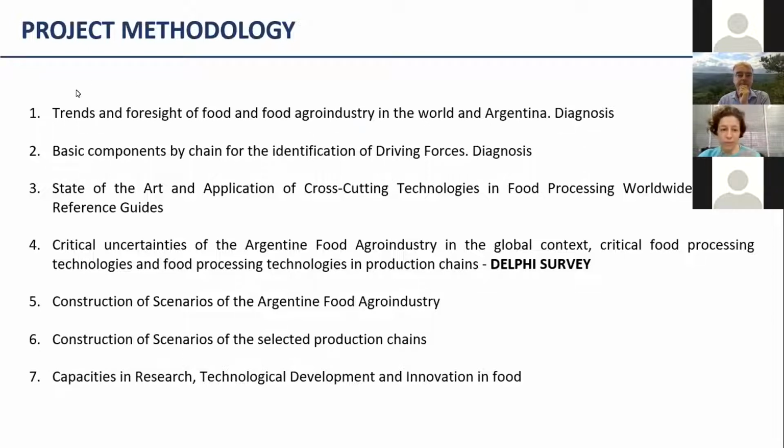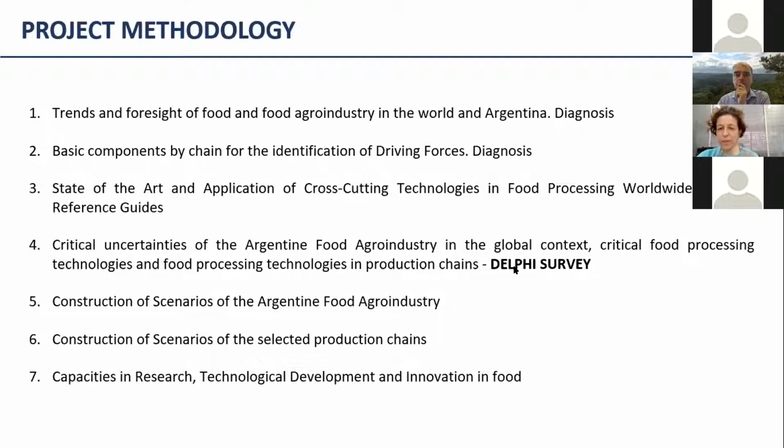The methodology of the foresight. First, identify trends and foresight of the food and agro industry in the world and in Argentina. Diagnosis. Second part, basic components by chain, identification of driving forces, part of the diagnosis. A state of the art and application of cross-cutting technologies in the food processing phase. And here was the Delphi survey role of work: critical uncertainties of the Argentine food agroindustry in the global context, critical food processing technologies, and food processing technologies in the production chain.